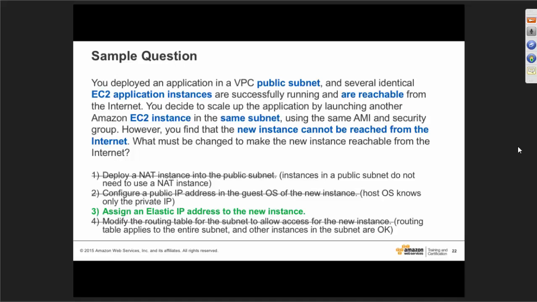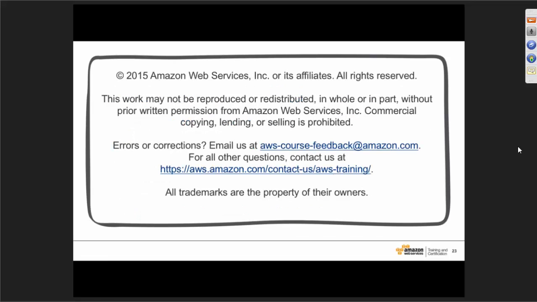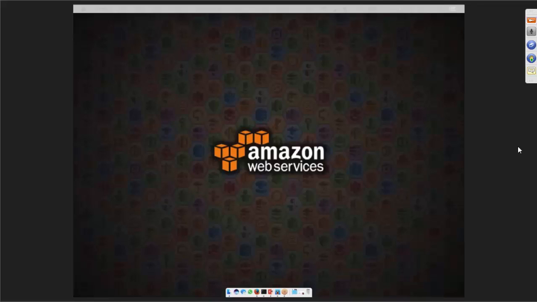Cool. Oh, we're at the end of that section. That was much faster than I expected. Okay, great. That's good because that means we are ending just a little early.